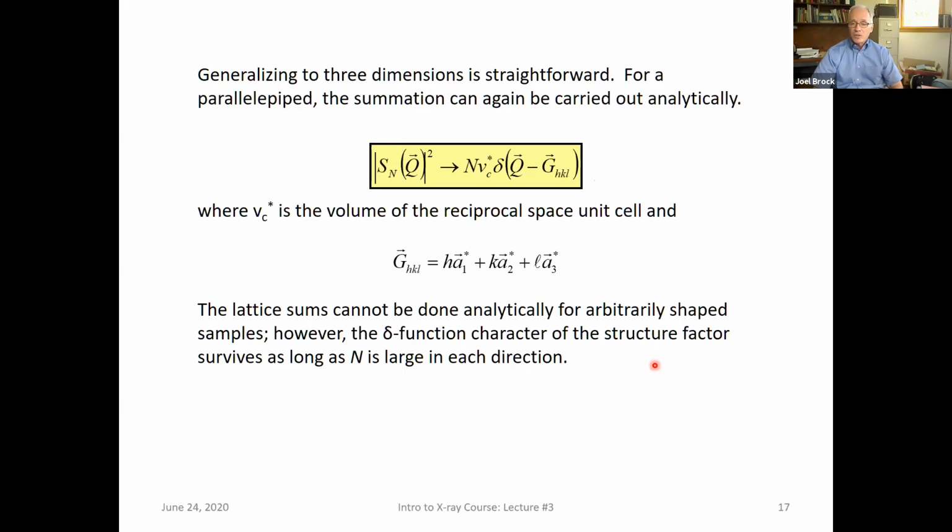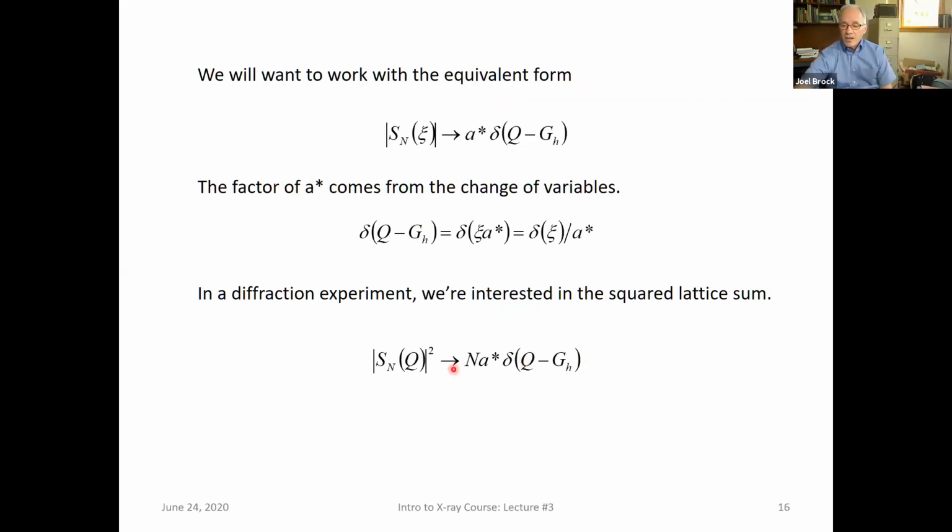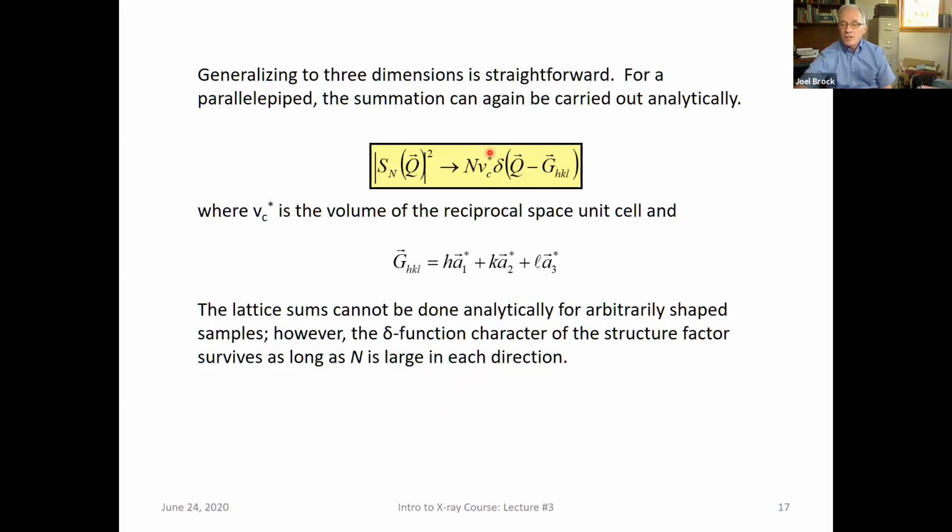If I generalize to 3 dimensions, it's really straightforward, especially for my cubic system. Instead of n being the number of atoms in my linear sample, I'm going to have a product of 3 different lengths, which are the 3 sides of my cube. That's going to become a volume. And then I have a delta function, which is now a vector instead of linear. So this is now the total number of atoms in my crystal, not any particular dimension. This is the volume of the unit cell in reciprocal space. And this is a 3-dimensional delta function. If I'm not in cubic coordinate systems and don't have a cubic sample, I can't do this sum so simply analytically. However, the delta function character of the structure factor is going to survive as long as I have a large number. And here, n just needs to be a large number compared to 1. If you get up to a few thousand atoms in each direction, you won't be able to tell the difference.